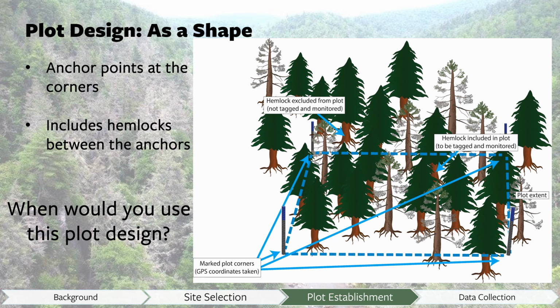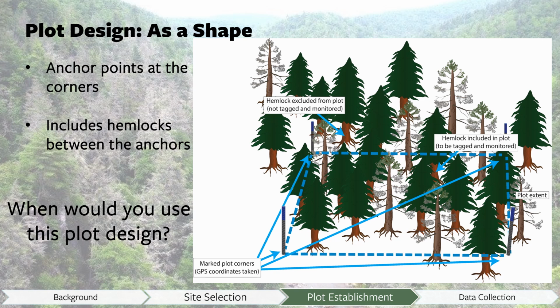Basically, the reason why it's important to pick your boundaries is so that when you're assessing the mortality in that area, you know which trees to include and which trees to exclude. And so then in future years when you return, you'll know which hemlocks fall within that plot and which do not.